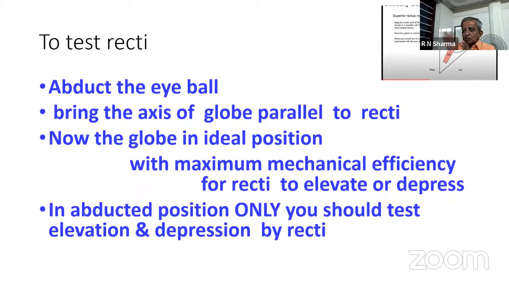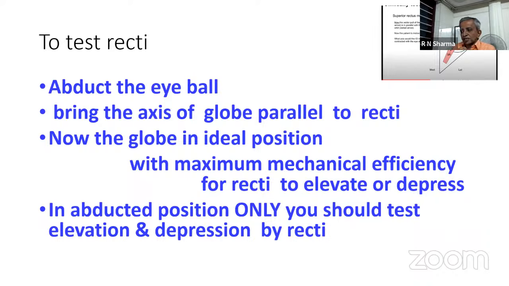See, abduct the eyeball. Now it becomes parallel to the recti. When you turn the eyeball to the right side, the right eye is abducted. Therefore, now it is parallel to the superior rectus and inferior rectus. This is the ideal position for testing the right superior rectus and right inferior rectus for elevation and depression. Only in the abducted position should you test elevation and depression of the recti. This is a very, very important point.